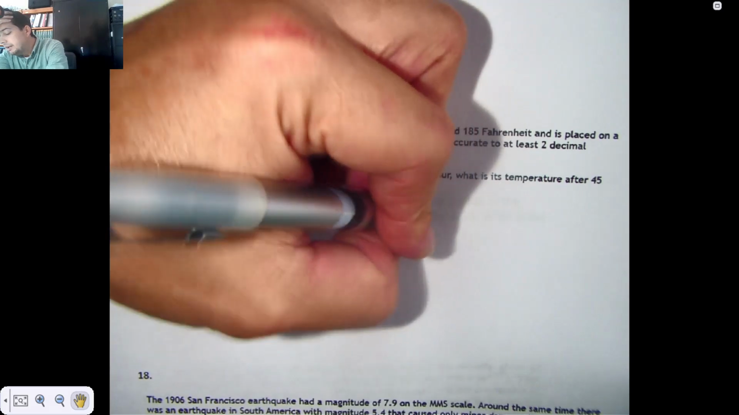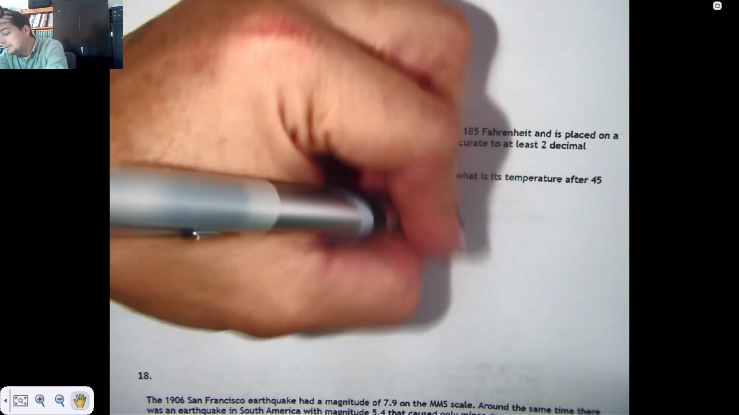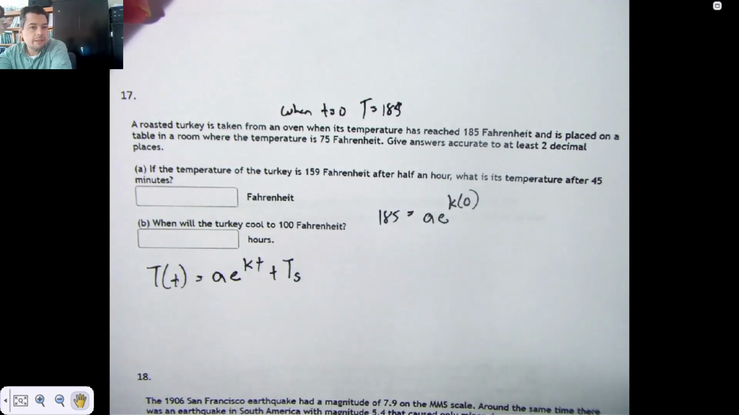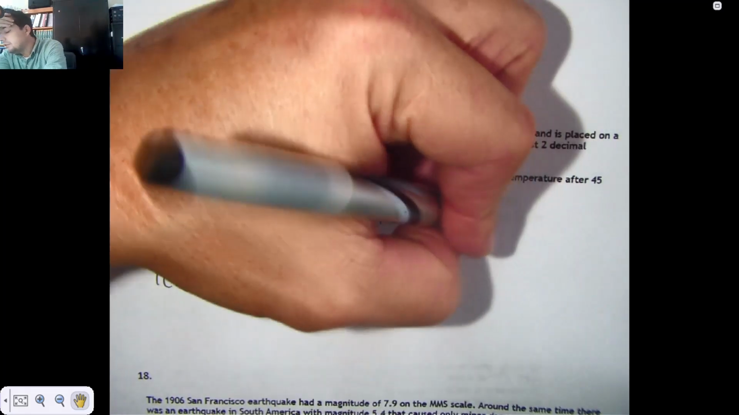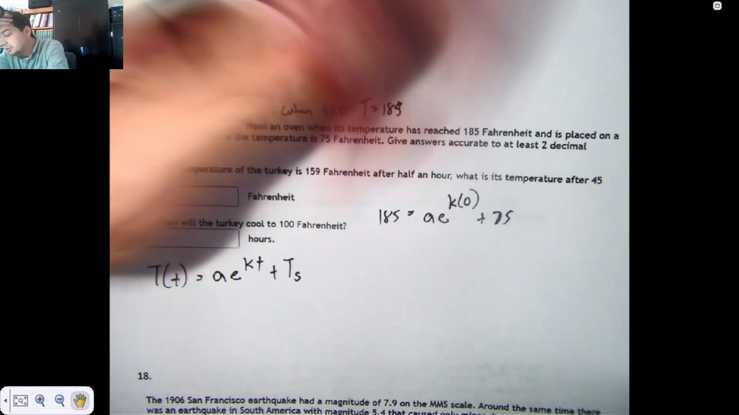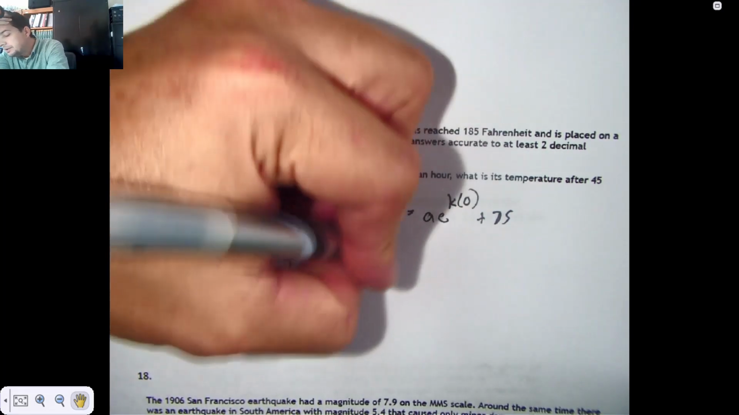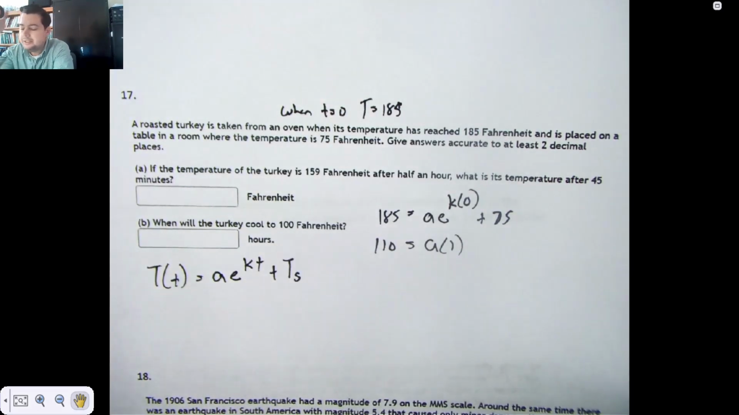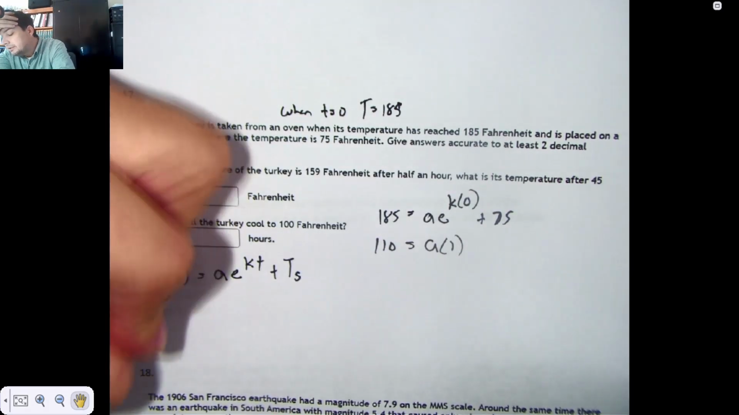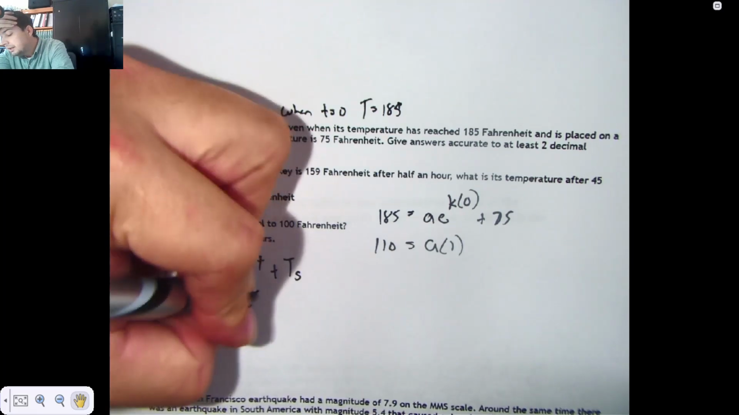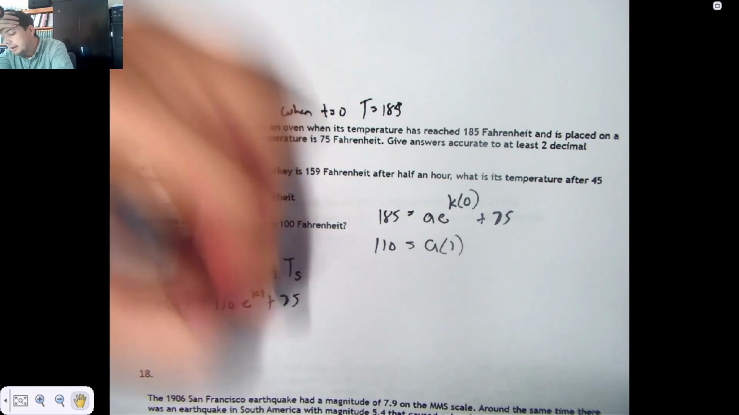And I'll have A e to some constant times 0. And it's placed in a room where the temperature is 75 degrees, so the temperature of the surrounding medium is 75 degrees. Well, thankfully, it's A e to the K0. It's cool. 110 equals A times 1. So there's my A value. That's the easy thing to get. Now temperature as a function of time is 110 e to the KT plus 75.